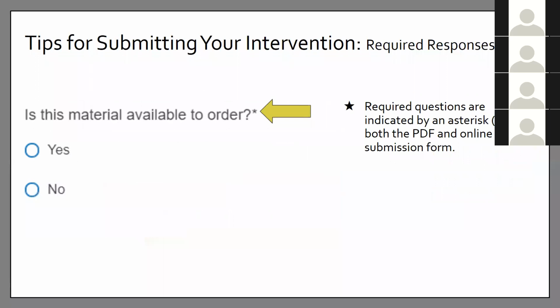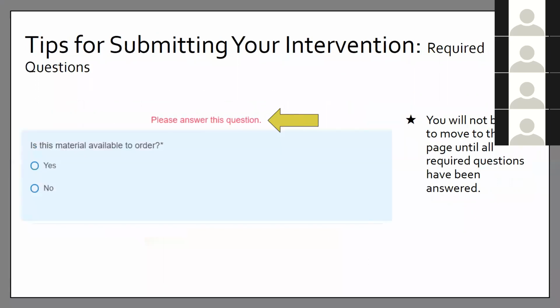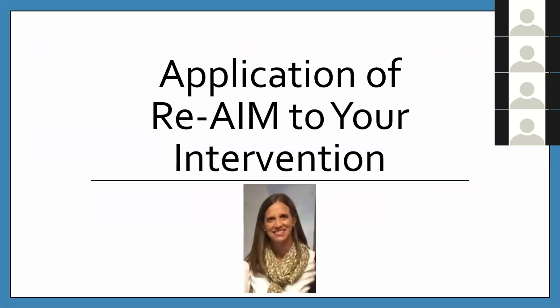All required questions are indicated by an asterisk in both the PDF and the online submission form. If you do not respond to a required question, it will actually prevent you from moving forward in your application. So again, using those navigation arrows, you'll only be able to advance through the application once you address all of the required questions. So those are my high-level tips, and I see we got a few questions, so we can get into those during the Q&A.